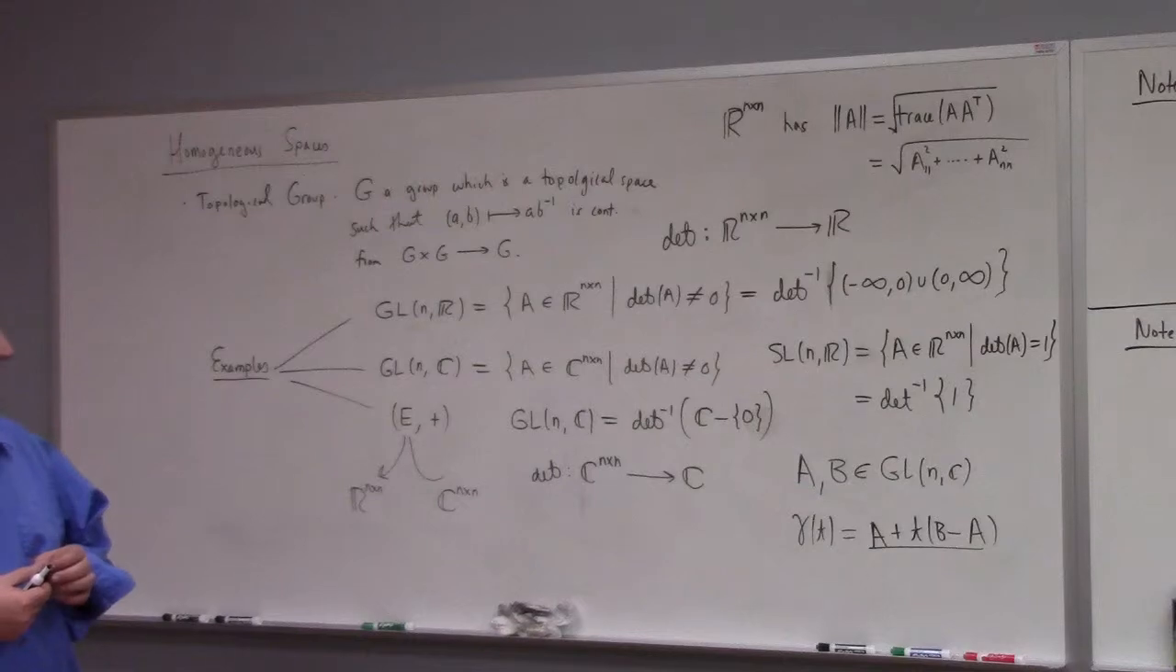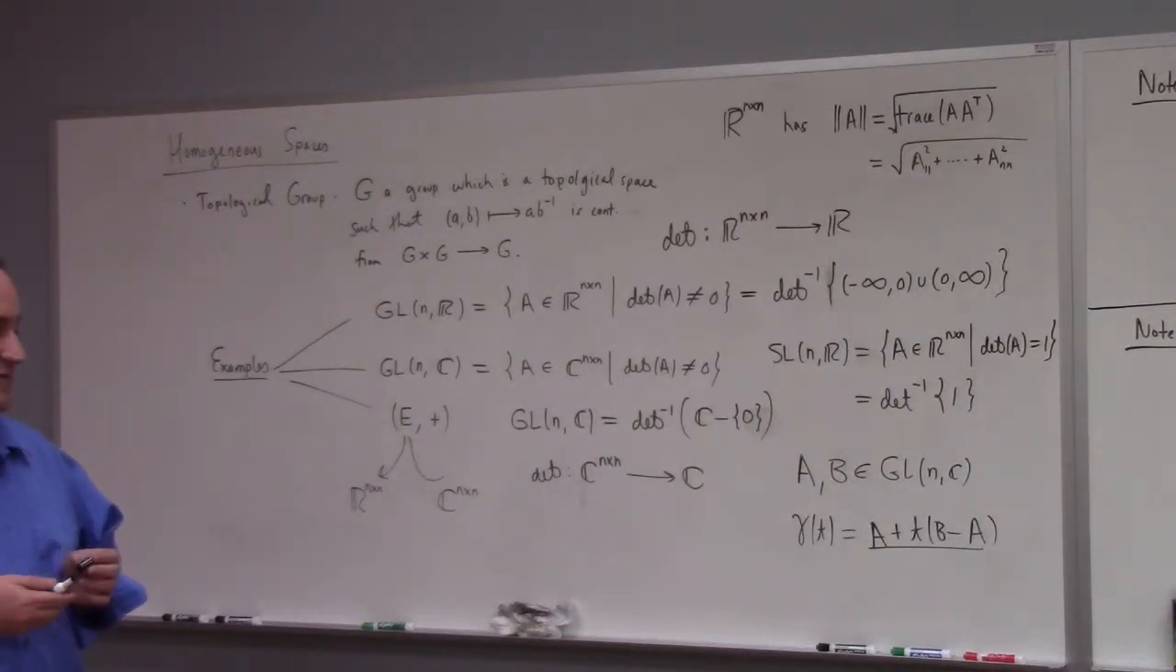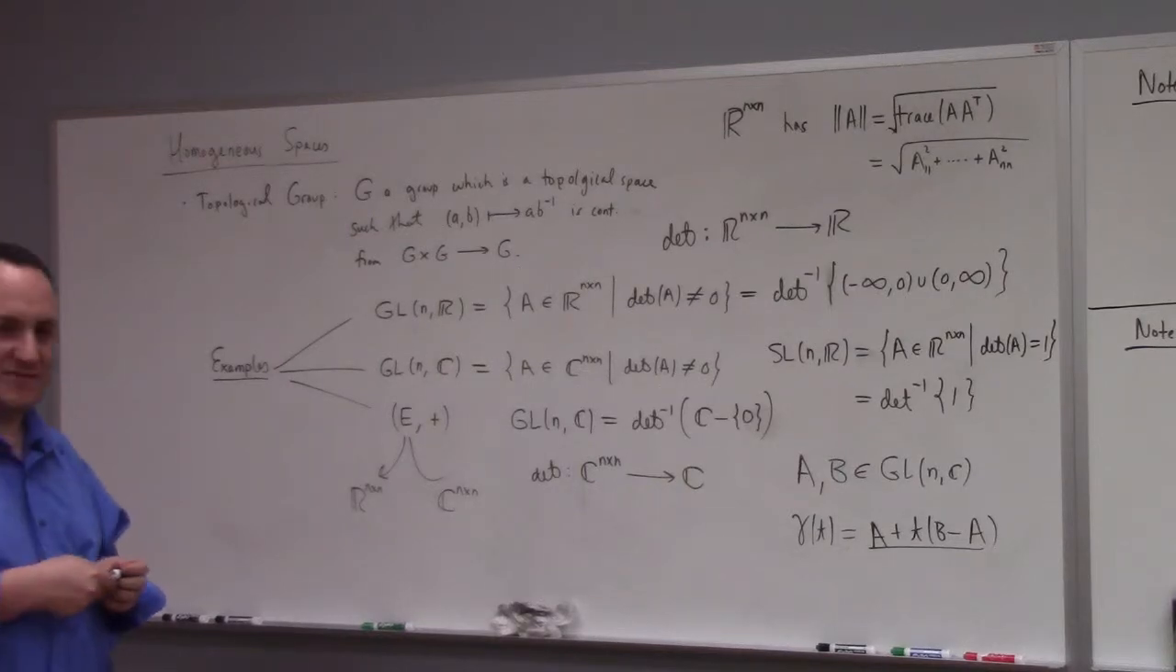I don't know. Is this path connected? I'm not sure. That's an interesting question. My intuition is that GLNC is connected, but how would we show it? That seems like a good question to leave us with for this weekend.